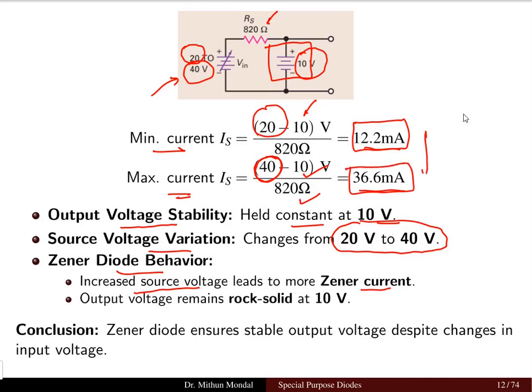So there is an increase in the current when there is an increase in the source voltage. But the output voltage remains rock solid at 10 volts. So there is no change in the output voltage. The conclusion is that the Zener diode ensures a stable output voltage despite the change in the input voltage. Even if there is a change in the input voltage, the output voltage is constant.